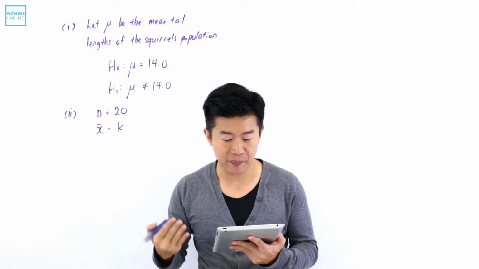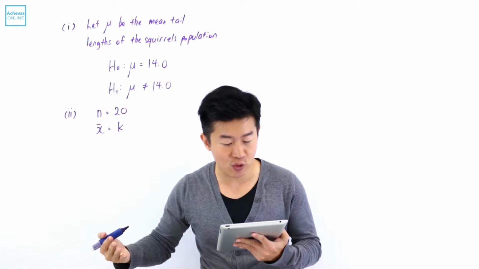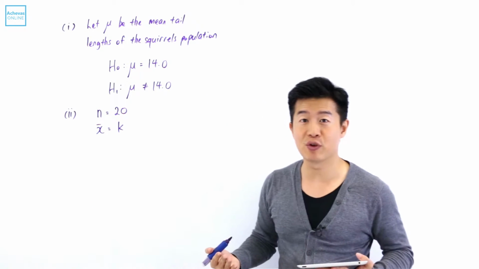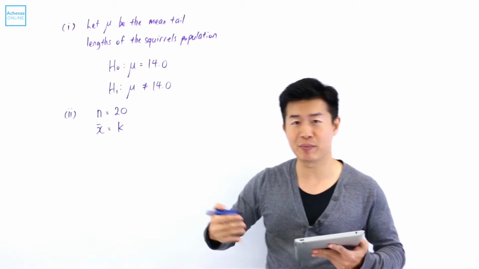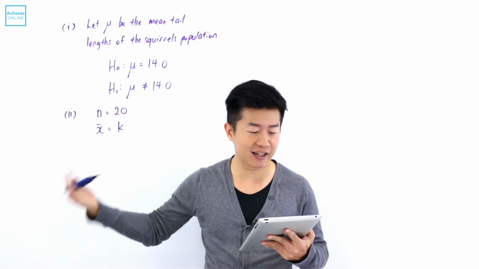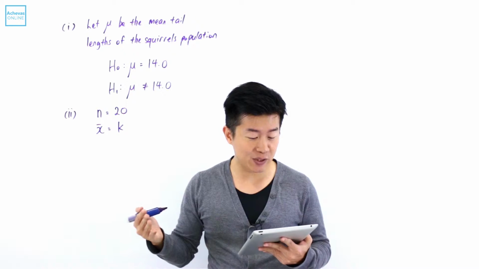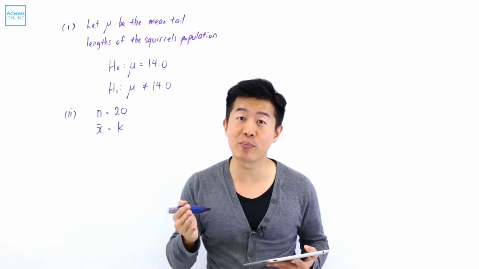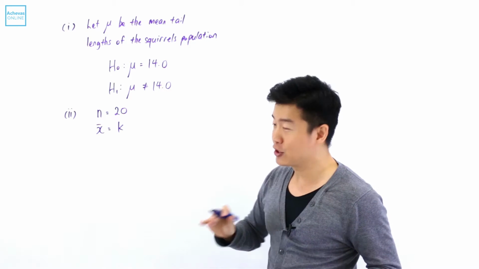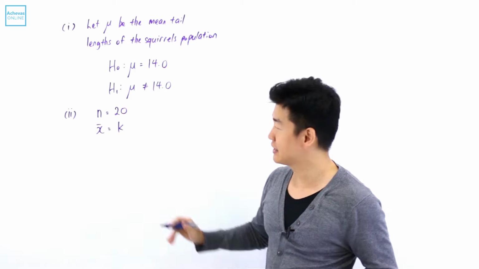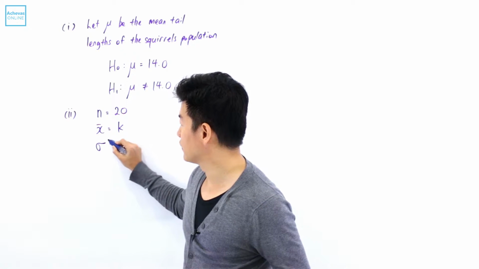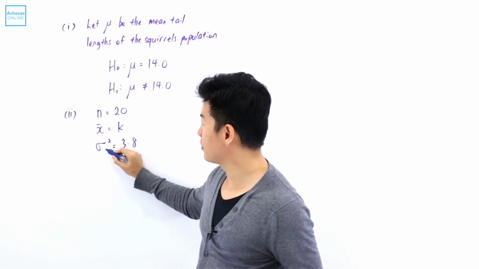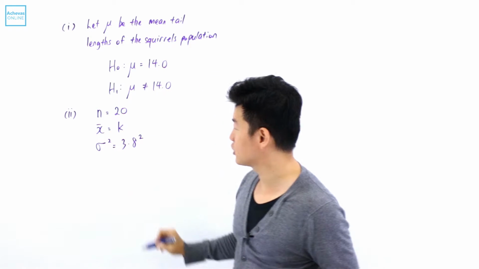According to this question, it is given to me that she assumes that the tail length of the squirrels on the island has a standard deviation of 3.8. This is what she assumed based on maybe her experience on the other kind of species of squirrels. That is why this 3.8 that is given to me is going to represent for us the population standard deviation. So we do not need to calculate any unbiased estimate. The population standard deviation is going to be assumed to be 3.8. So population variance will be 3.8 squared.